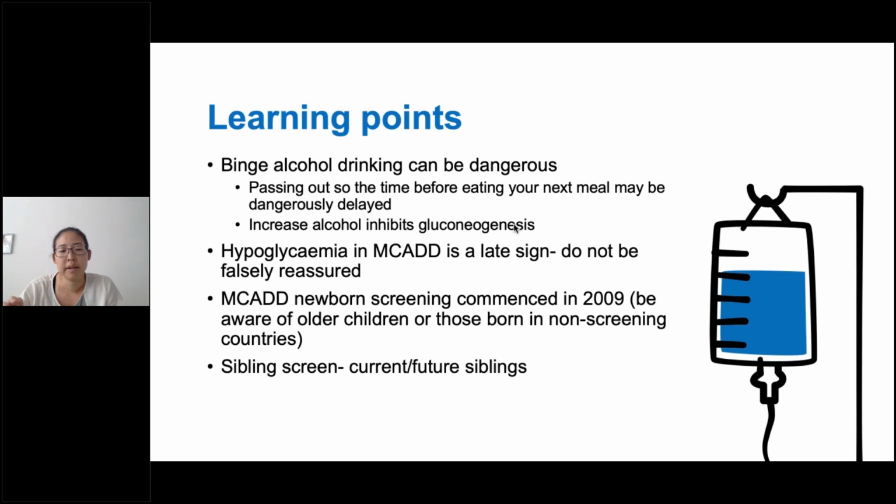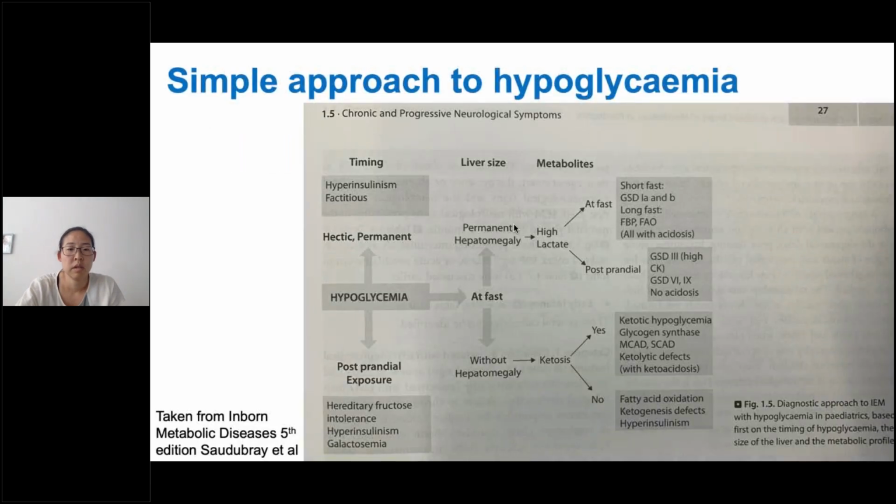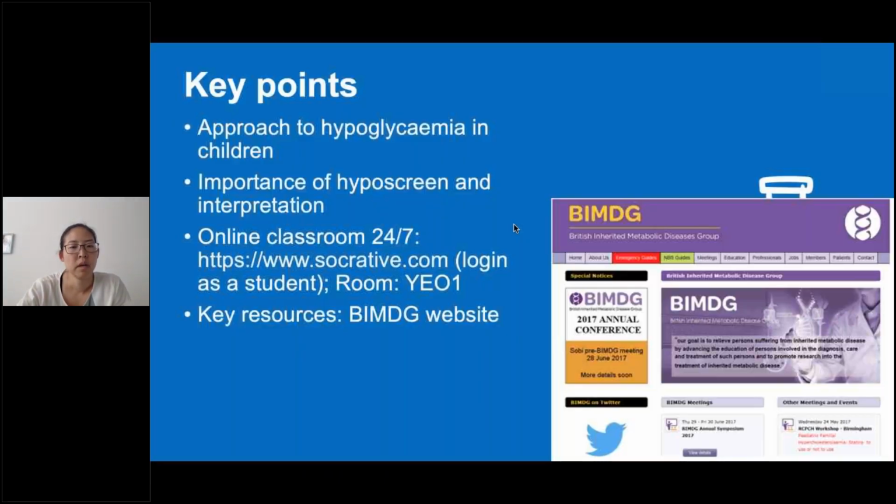And then with children with MCAD, future children or current siblings should undergo screening as well. So this I got from a textbook. It's just to give you an idea of an approach to hypoglycemia. Looking at timing, looking at liver size, looking at the metabolites that you see can point to specific diagnoses as well, but you can have a look at that in your own time.